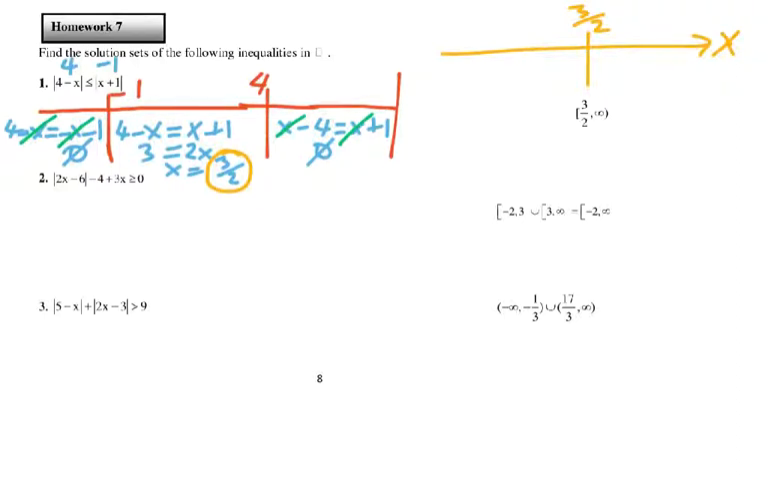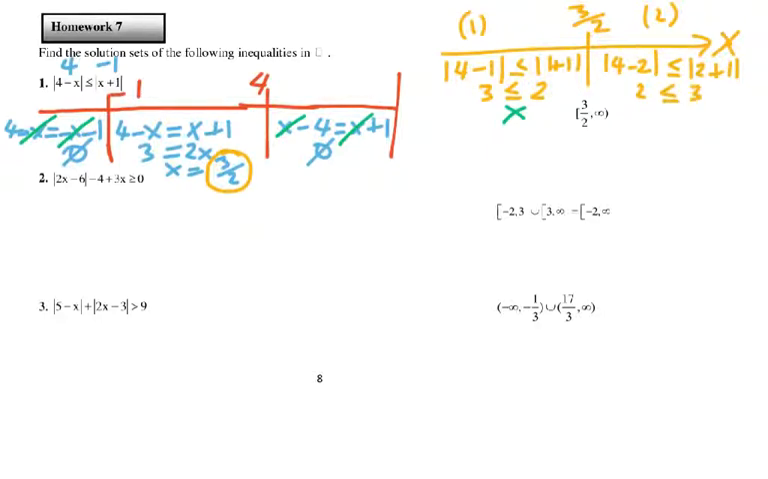So if we pick 1, we would have absolute value of 4 minus 1. Is that less than or equal to absolute value of 1 plus 1? So what we're saying is 3 less than or equal to 2? And that is quite clearly false. Alright, so now let's try something bigger than 1.5, let's say 2. So let's try this. Is 4 minus 2, putting x into the original inequality, less than or equal to 2 plus 1? So what we're saying is 2 less than or equal to 3? I think we can agree that that is true.